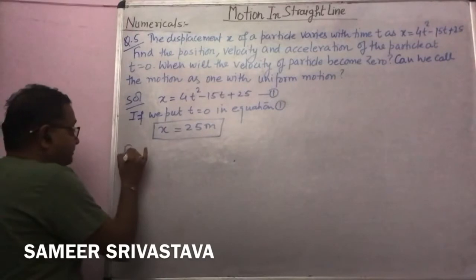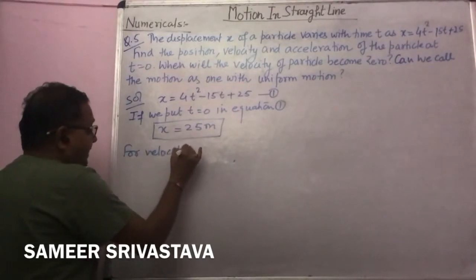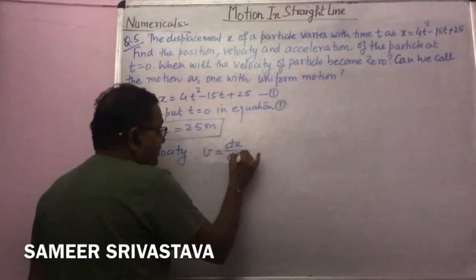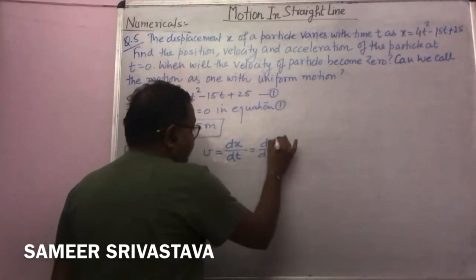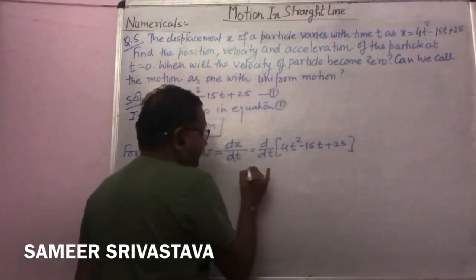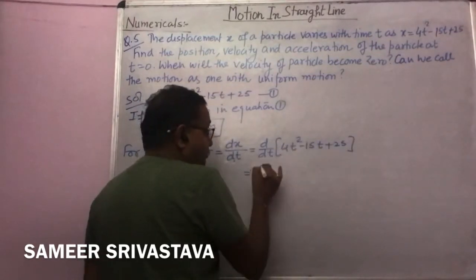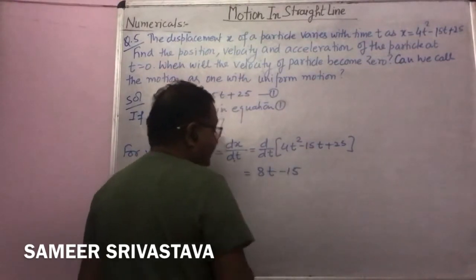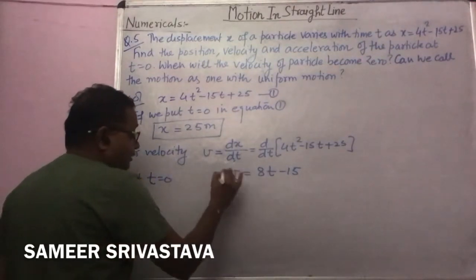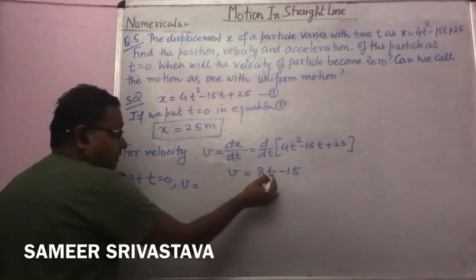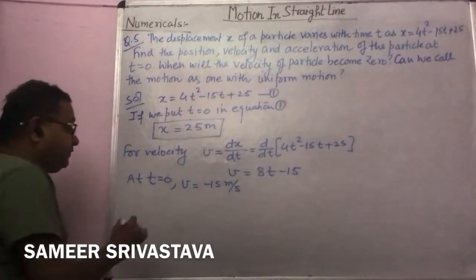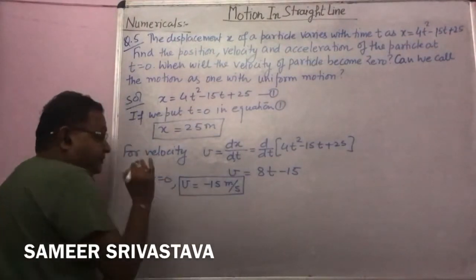Now for the velocity, we have to differentiate this equation. We know that velocity is equal to dx upon dt. So we differentiate the given equation 4t square minus 15t plus 25, and after differentiation, t square differentiation is 2t, 2 fours are 8, 8t minus 15. Now at t equal to 0, this is the equation of velocity. Putting t equal to 0 here, we get minus 15 meter per second. So the value of v at t equal to 0 is minus 15 meter per second.